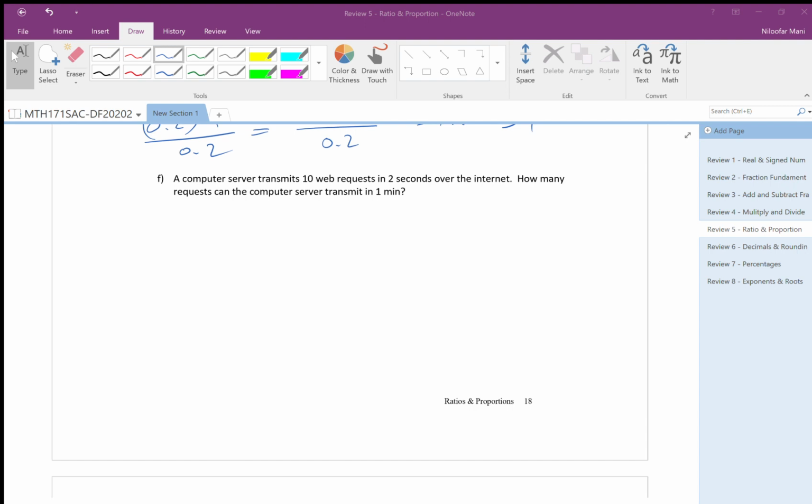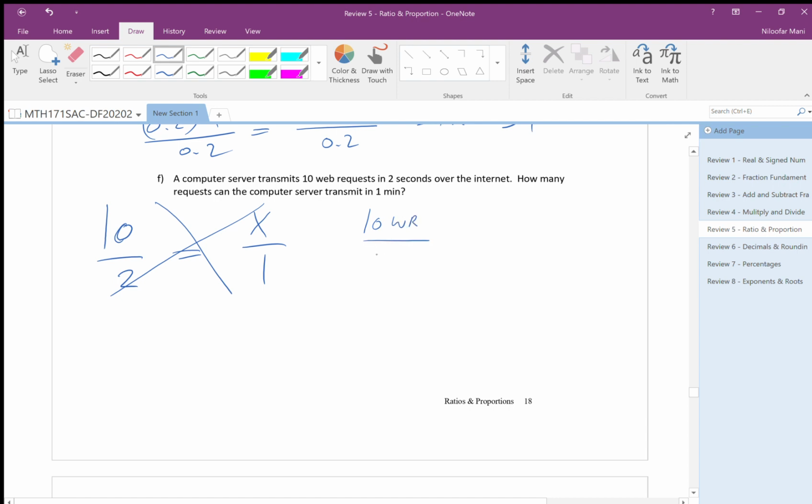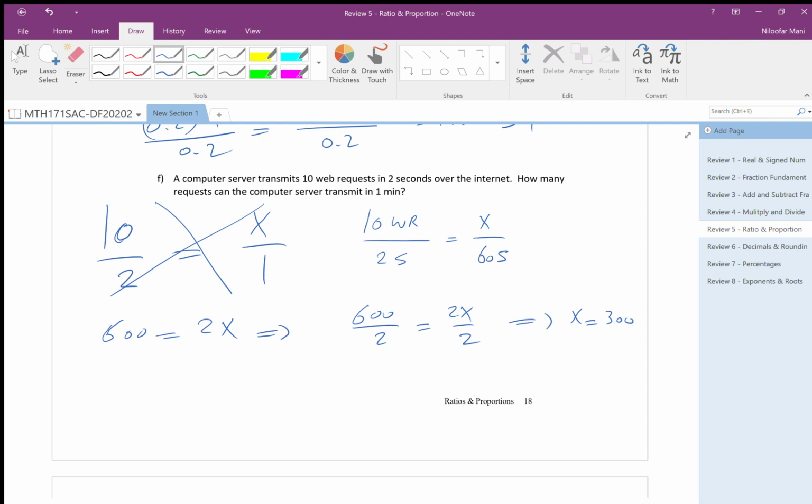So remember, 1 minute is 60 seconds, so you have to change. You have 10 in 2 seconds. If you don't pay attention that one of them is minute, one of them is second, you would say, okay, how many in 1 second, and then say the answer is 5. That's wrong. One of them is 10 web requests in 2 seconds, and the other is x over 60 seconds, because 1 minute is 60 seconds. So it's 600 equal 2x. So 600 divided by 2 is 2x divided by 2, and then x is 300. So x is 300 web requests. Okay, so I can write a sentence.